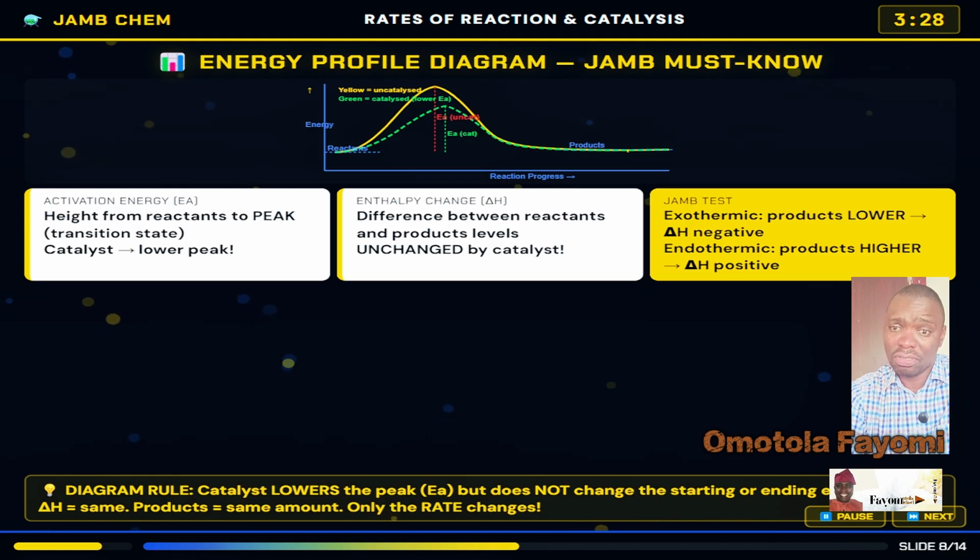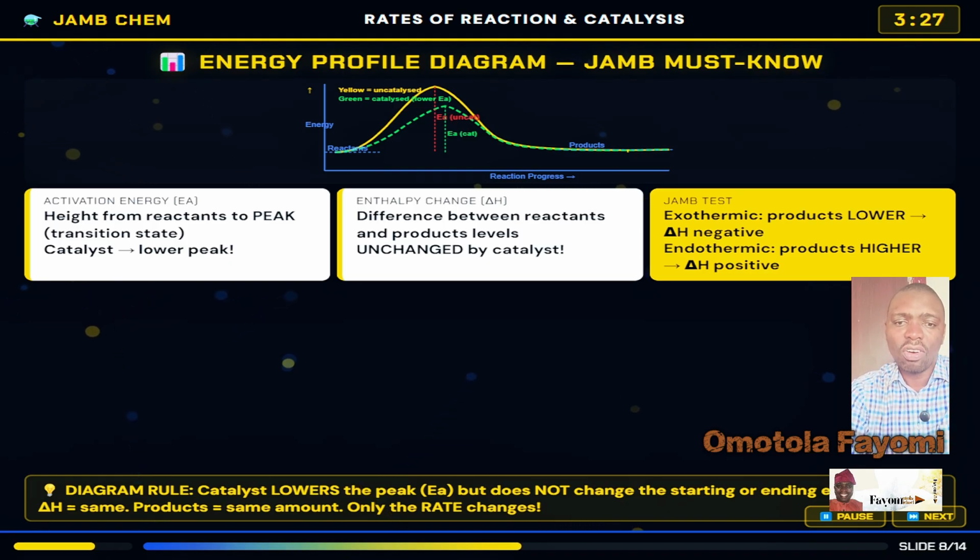tests it regularly. On screen, you can see two curves. The x-axis is reaction progress and the y-axis is energy. The yellow curve shows the uncatalyzed pathway. The reactant starts at a certain energy, climbs up to a high peak called the transition state, then descends to the product energy level. The height of the peak above the reactant is the activation energy, EA, the energy barrier.